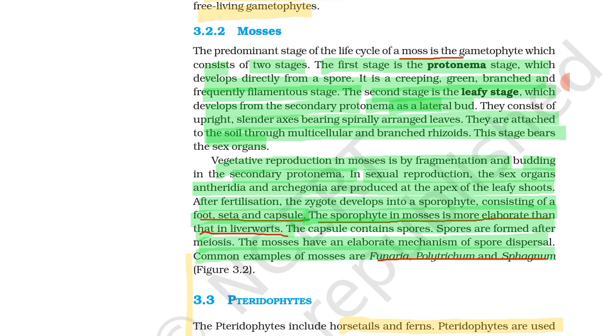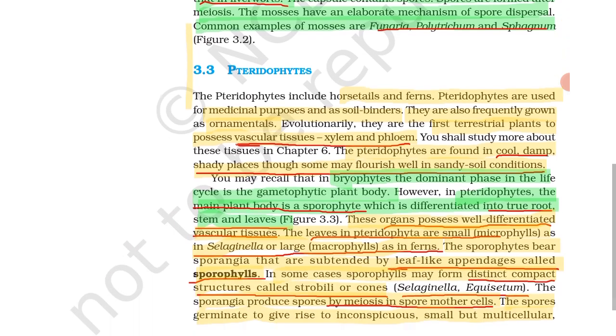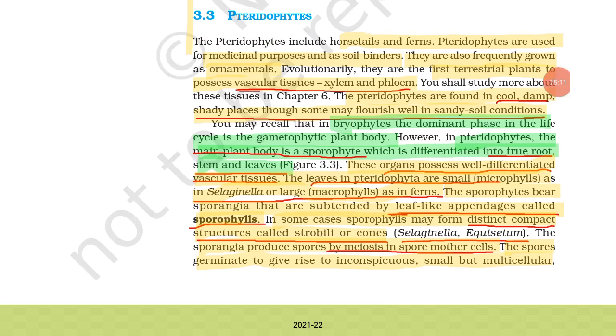Most important point, the mosses have an elaborate mechanism of spore dispersal. Common examples of mosses are Funaria, Polytrichum, Sphagnum. Then pteridophytes. Pteridophytes include horsetails and ferns.